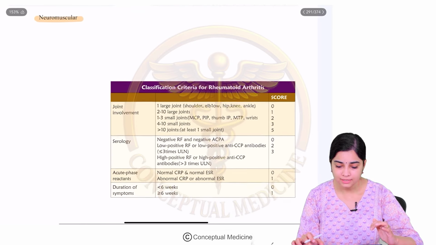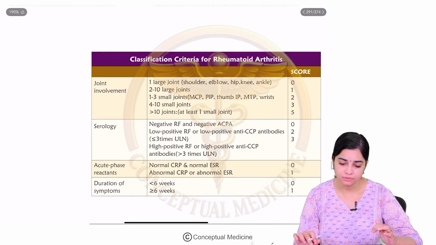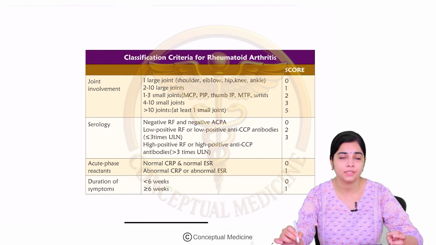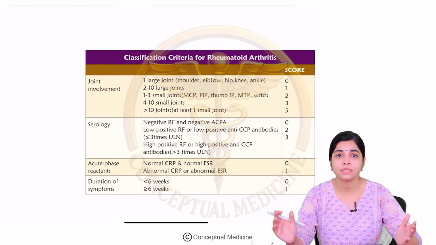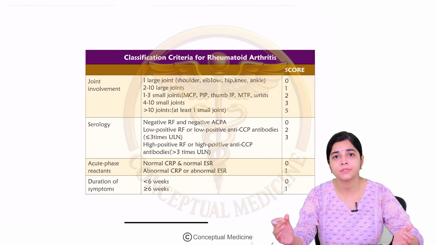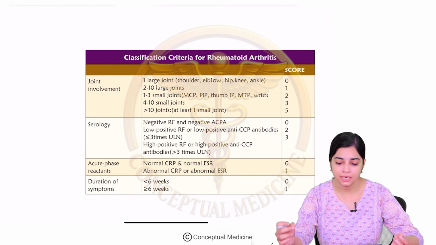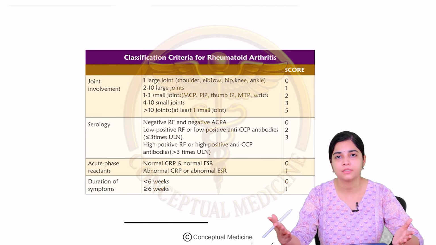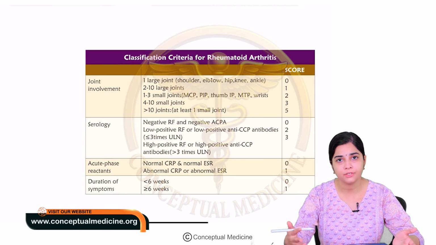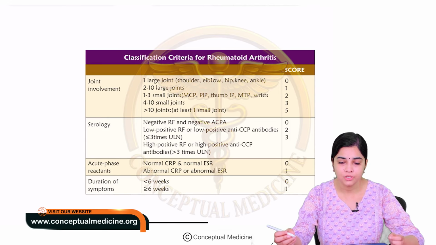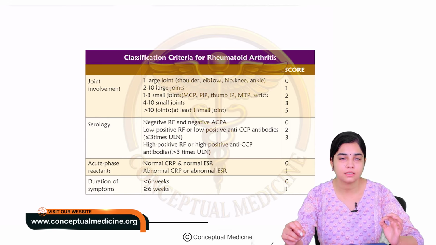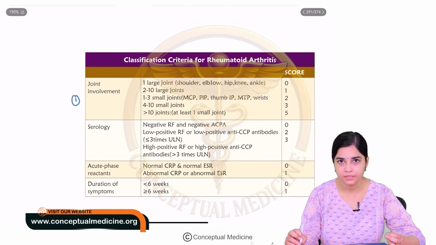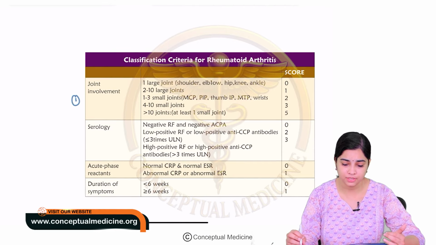Now, what is the classification criteria for rheumatoid arthritis? We have an ACR classification criteria for RA. This is not a definitive diagnostic criteria, but it is predominantly used as a classification criteria. So, this helps us understand whether the patient has a possibility of having rheumatoid arthritis or not. What are the parameters that this ACR criteria looks into? One is joint involvement, right? And it is scored based on the number of joints that are involved.